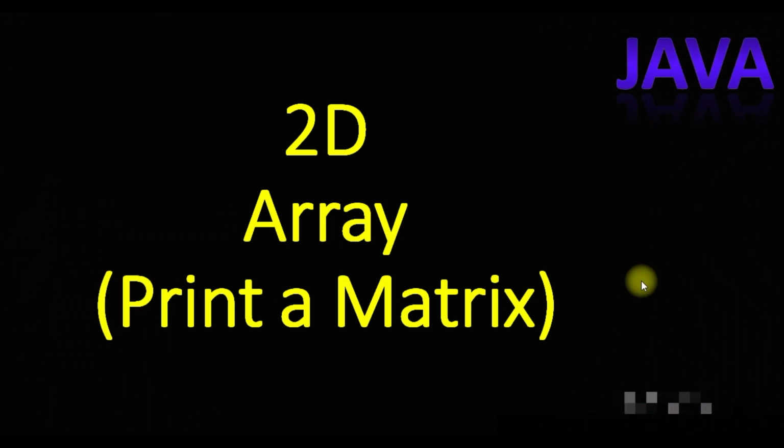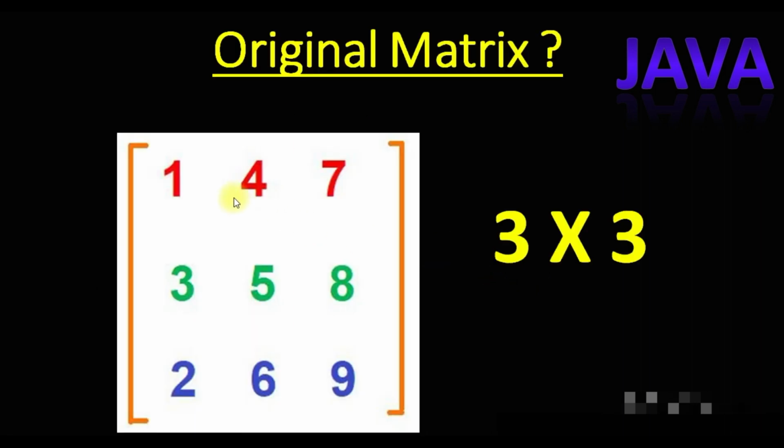In our last few classes, we already did a number of one-dimensional array examples. Now today we will learn the two-dimensional array, 2D array. And a matrix is the best example to understand a two-dimensional array. Now if you see the next slide, here you can see this is basically a matrix, right?